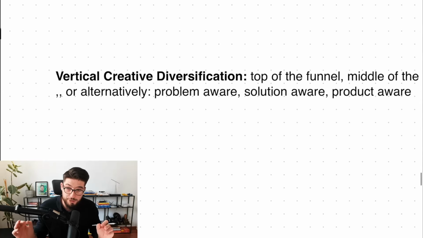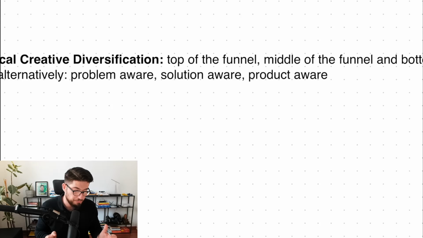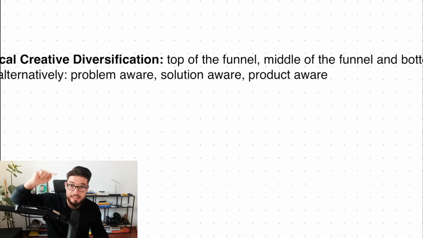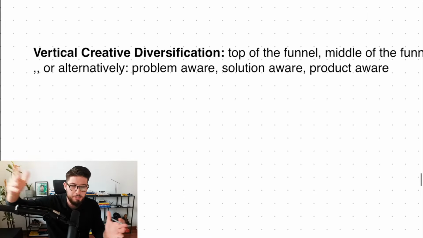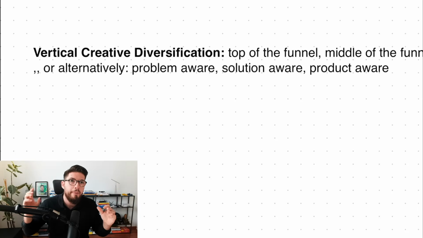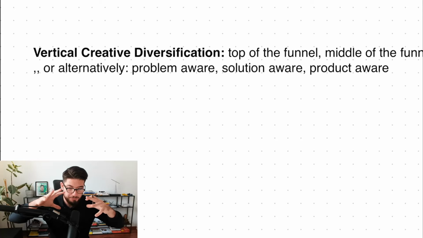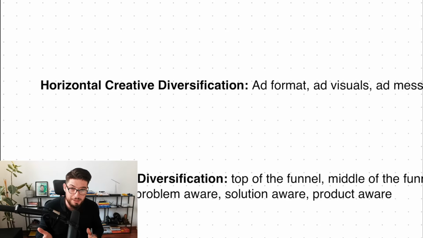But also vertical diversification would be that with different creatives, I try to target people in the top of the funnel, in the middle, and in the bottom. Or alternatively, it would be the same: problem aware, solution aware, product aware, or prospecting and retargeting. But the thing is, you're trying to have ads that fulfill every single purpose of the funnel with diversification in format and message and everything.